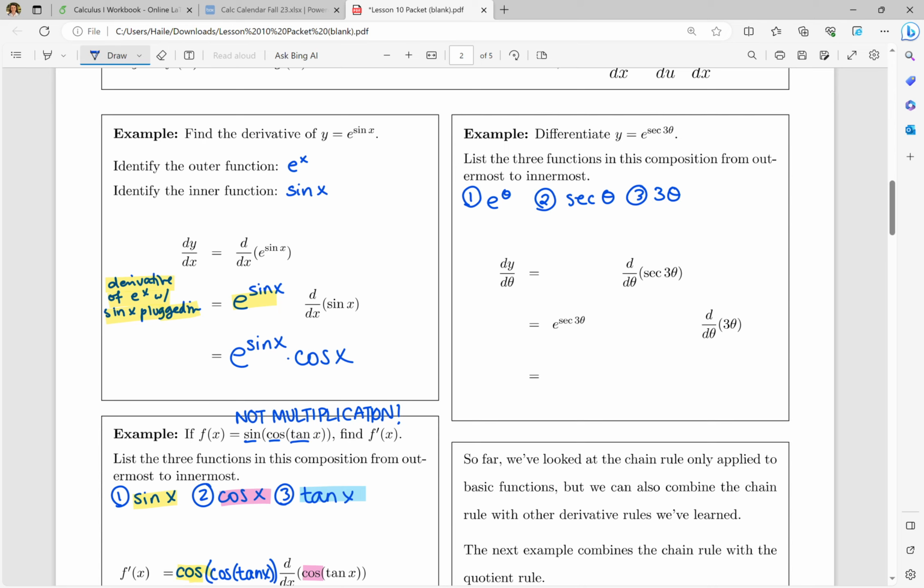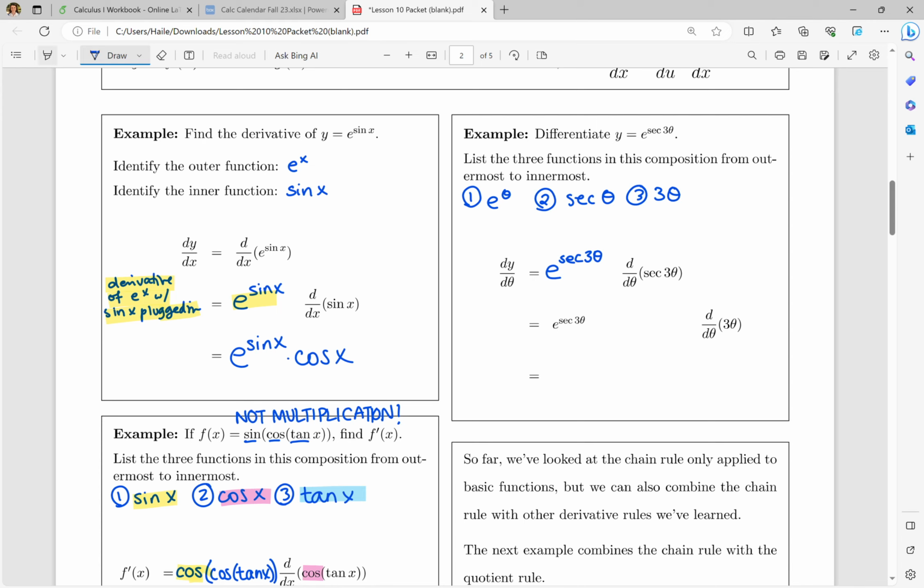Okay, so now let's walk through the chain rule one step at a time. So we start by writing dy d theta just because those are our two variables. We have y as the y variable, we have theta as the x variable. So that's all that means. So let's begin by taking the derivative of that first layer, e to the theta. So we know the derivative of e to the x is just e to the exponent. So our exponent here is theta. But our exponent is actually secant of 3 theta. So that's the inner function. So we have e to the secant of 3 theta.